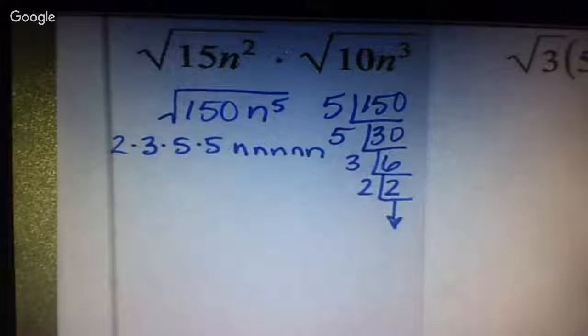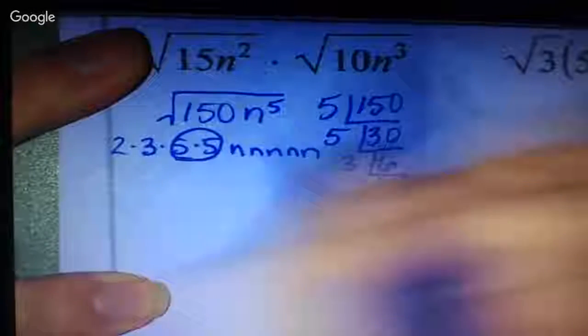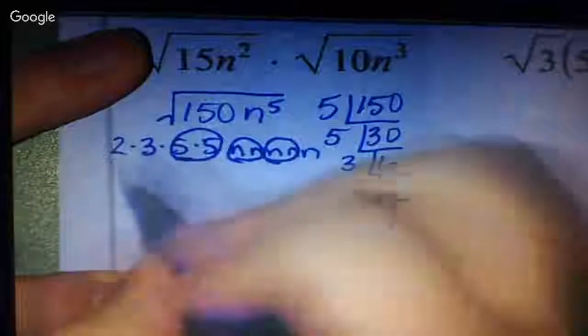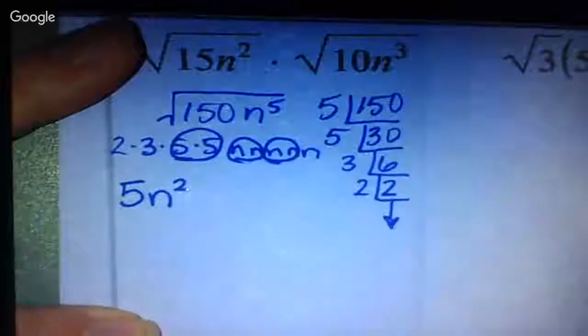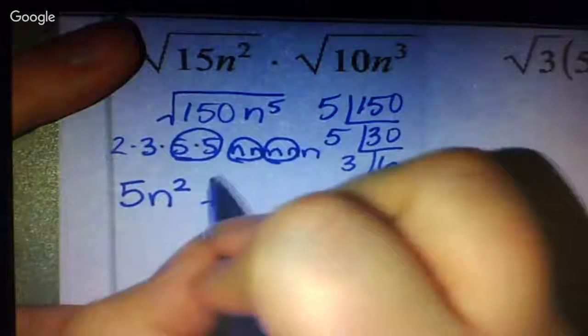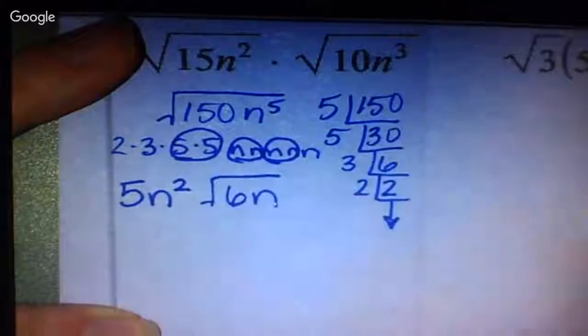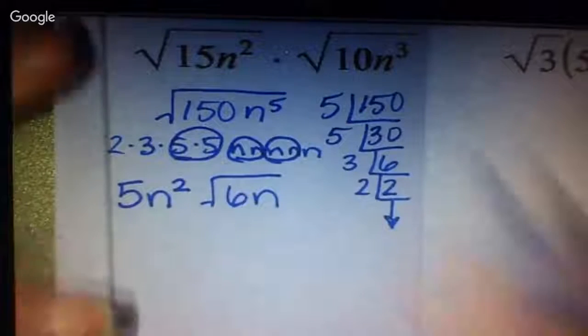I'm grouping in twos. So a 5 and 2 ends are coming out front. So we've got 5n squared. Square root, you said what, Lydia? 6n. You have 2 and 3 left over. 2 times 3 is 6. And then you've got a lonely little n left over. So 6n.